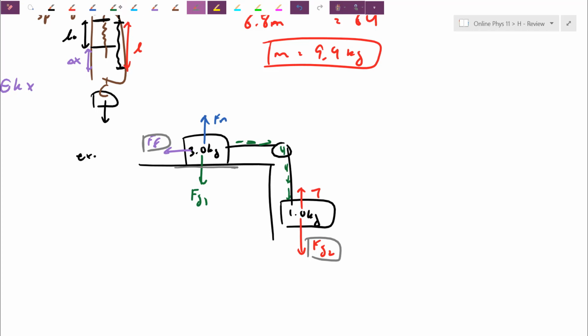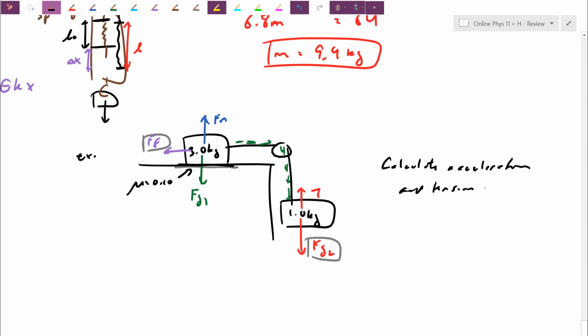So I'm going to give you a number to this and let you try that out here. Let's say the mu coefficient, let's keep it tiny, let's say it's 0.10. So it's very, very smooth surface here. I want you to calculate the acceleration and the tension on the system. Tension along the string.